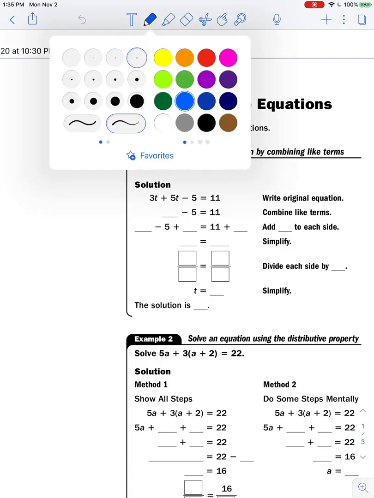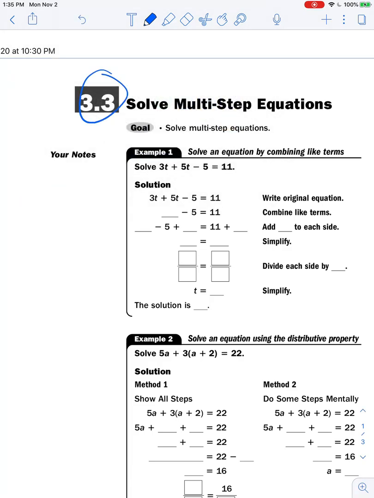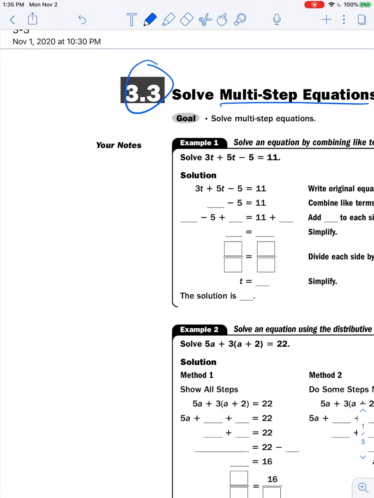Welcome back, my friends. Today we are on 3.3 and we are going to be looking at multi-step equations. So what I would recommend is that when you go to do multi-step equations, you look for these things. You won't necessarily do all of them, but this is the order that you would do them in if you have to.